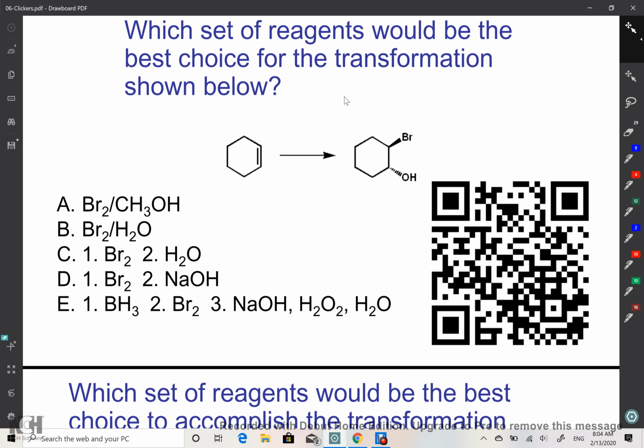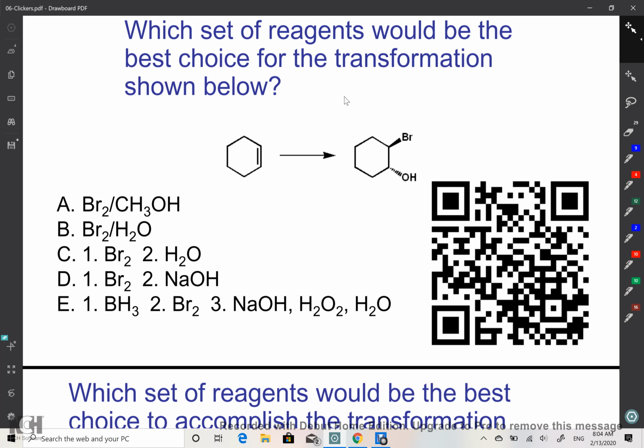That's a nice multiple choice question. So which set of reagents would be best? Between B and C? Yeah, there's a big difference between B and C. That's a good question.